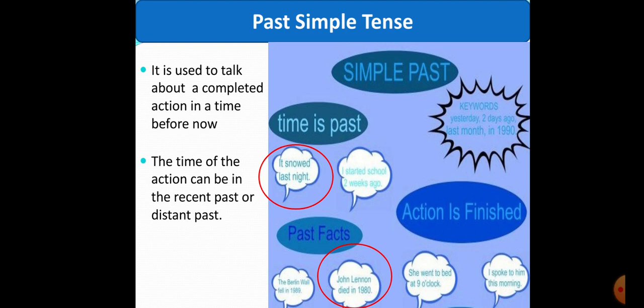Along with that students, also notice that one happened last night. You can see it snowed last night, which means recent past. And the other talks about distant past, like 1980 is a long time ago, right? So both are correct because both indicate that it started in the past and finished before the present moment. Hope this is clear students. There are a few more examples you can see in this picture which will give you more clarity. I'll give you a minute to have a look at other examples. Okay students, hope this is clear. So let's now look at its form.